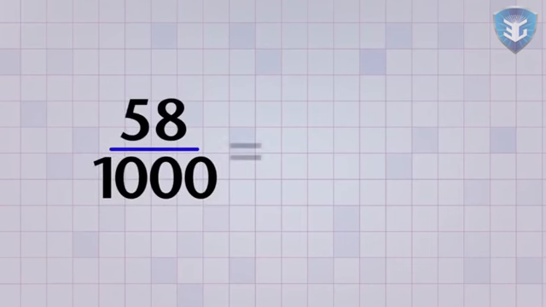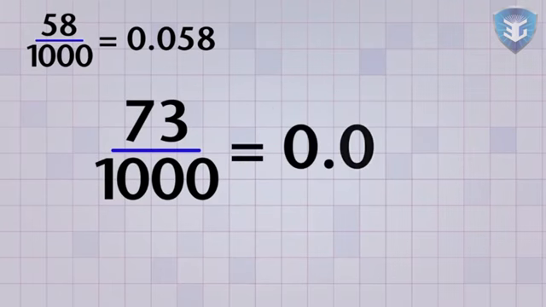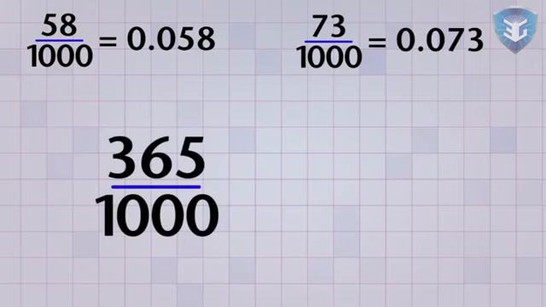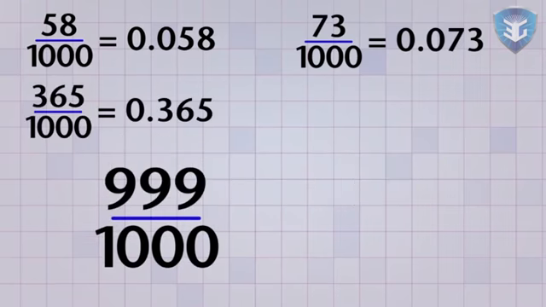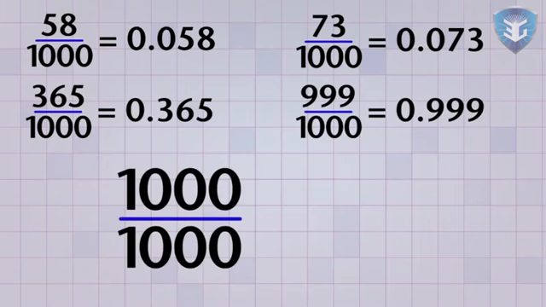58 over 1,000 is 0.058. 73 over 1,000 is 0.073. 365 over 1,000 is 0.365. And 999 over 1,000 is 0.999. And finally, what do you think we would get if we converted 1,000 over 1,000? Right again, 1,000 over 1,000 is just a whole, so its value would be 1.